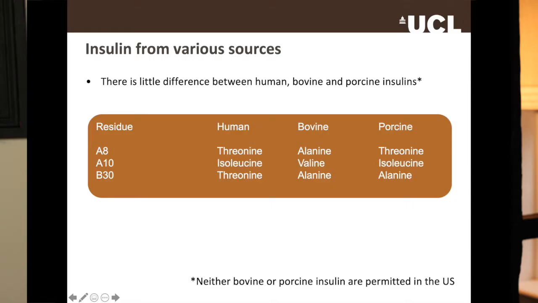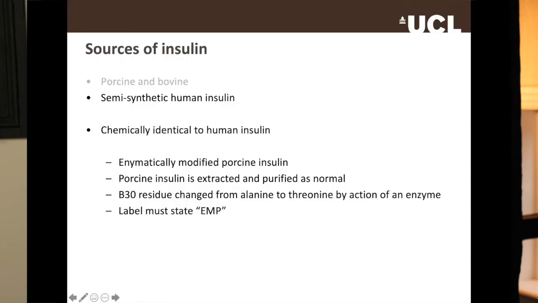There is little difference though between porcine and bovine insulins and human insulin, as shown in the table in front of you. I think you can see that bovine insulin has 3 changes from human insulin. So the threonine at A8 is changed for alanine, the isoleucine at A10 is changed for valine, and the threonine at B30 is changed for alanine. So 3 changes in the amino acid sequence for bovine. Porcine, on the other hand, there's only one difference, which is at B30 where threonine is changed for alanine. So only one amino acid difference for porcine.